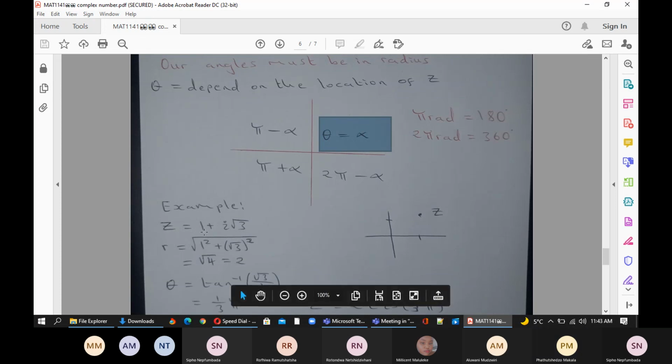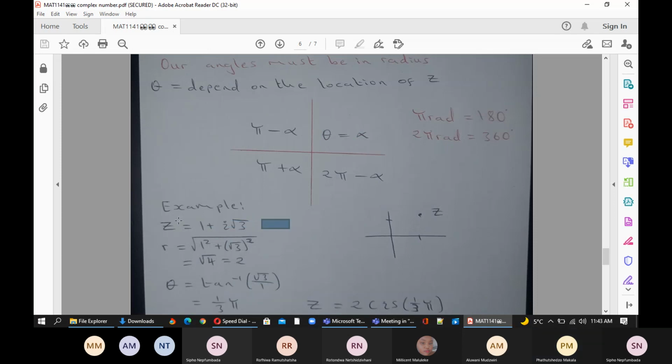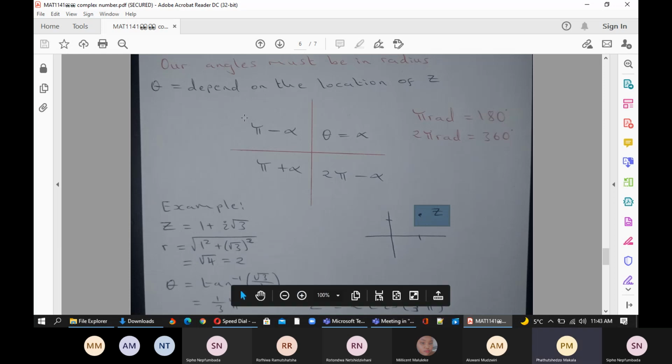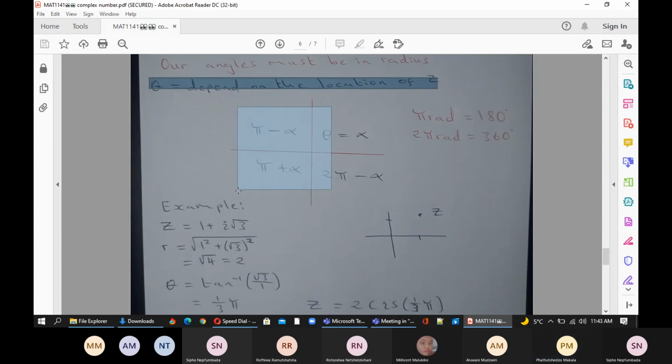So now, can you plot this guy? Yes, it's 1 and root 3. It's in the first quadrant, right? This is our z. Our z helps us to find the angle, because the angle depends on the location of z using those values over here. Are we together?